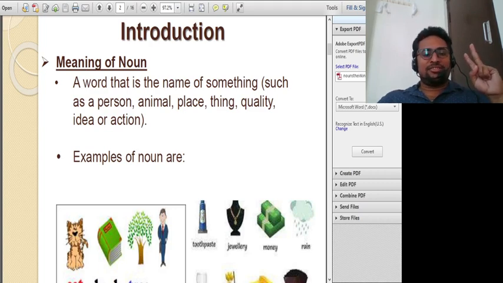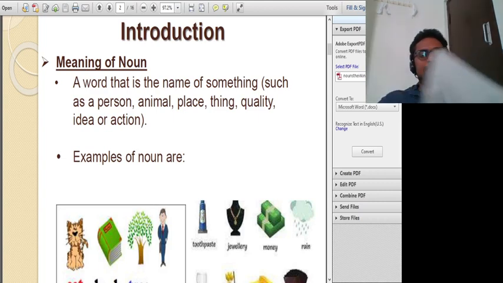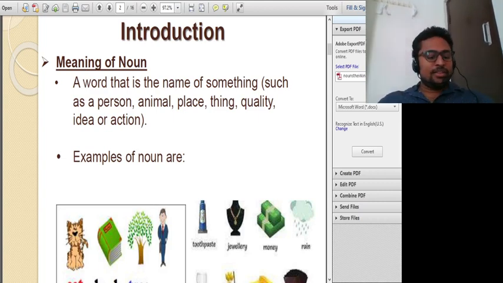Noun is mainly classified into 2 types. The first one is proper noun and the other is common noun. Common noun is again classified into 2 types based on the form and based on the meaning. Okay, in this class we are going to discuss all these types of nouns, what is the use of these, and where we have to use them.